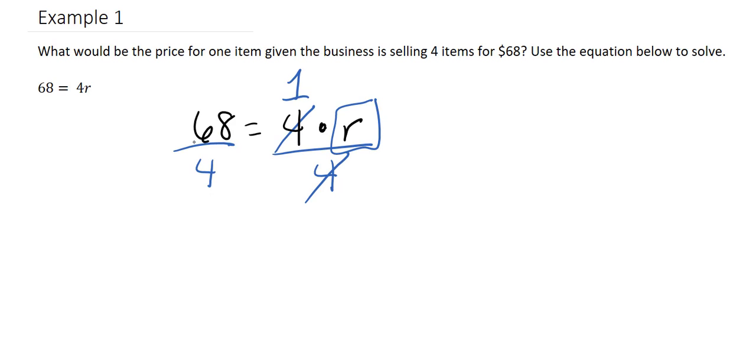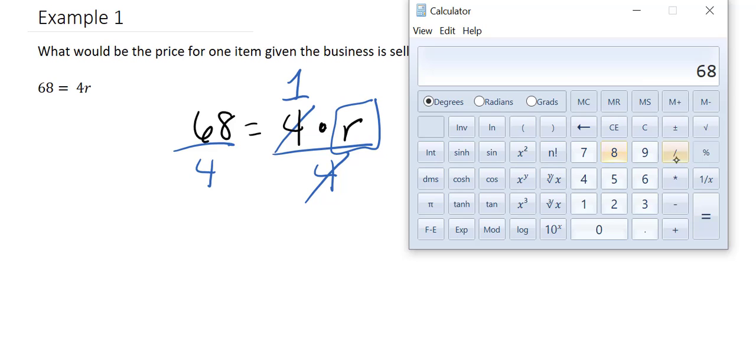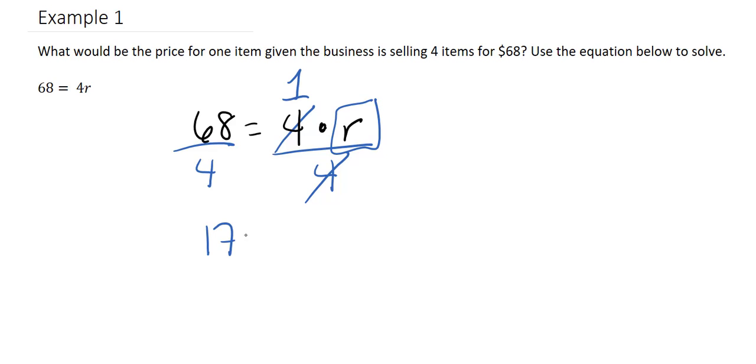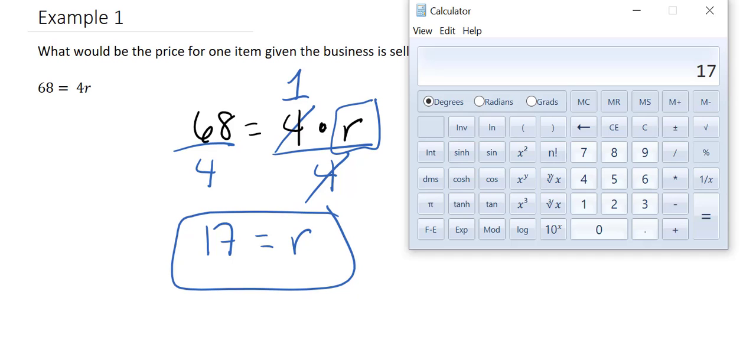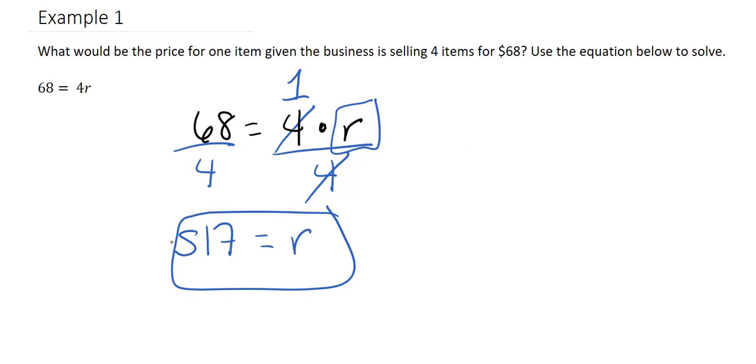Now we have 68 over 4, so let's get our calculator out. We have 68 divided by 4 and we get 17. So 17 is equal to r. Each item is $17, which adds up because 17 times 4 is equal to 68. We can confirm that by going times 4. We get 68, so that would be our solution. I'm putting the dollar sign just to signify that this is money. Let's look at the next example.